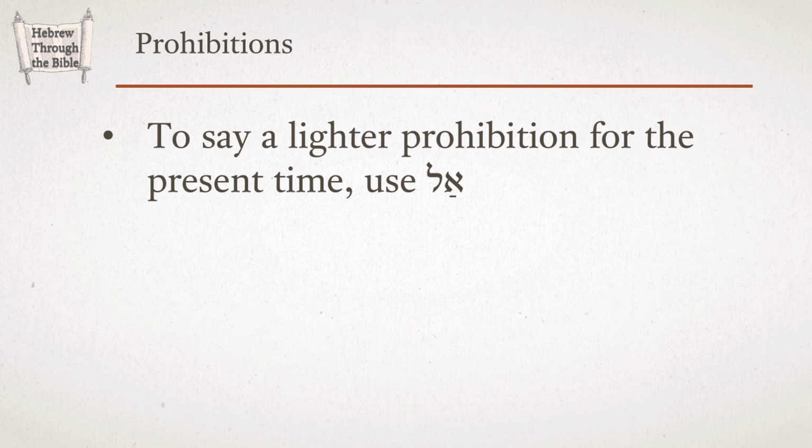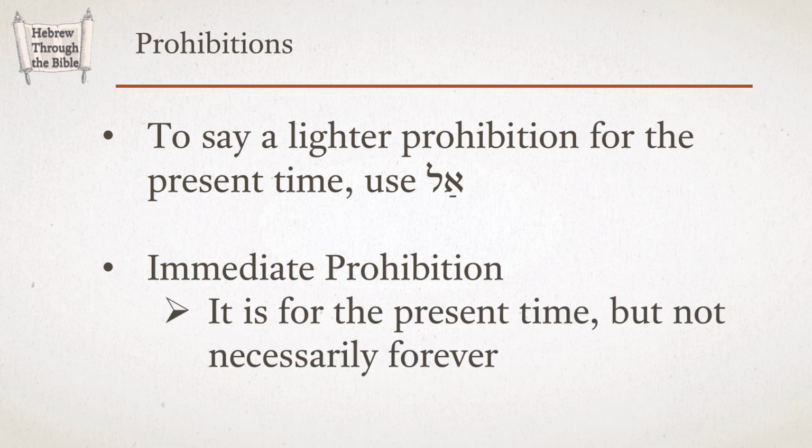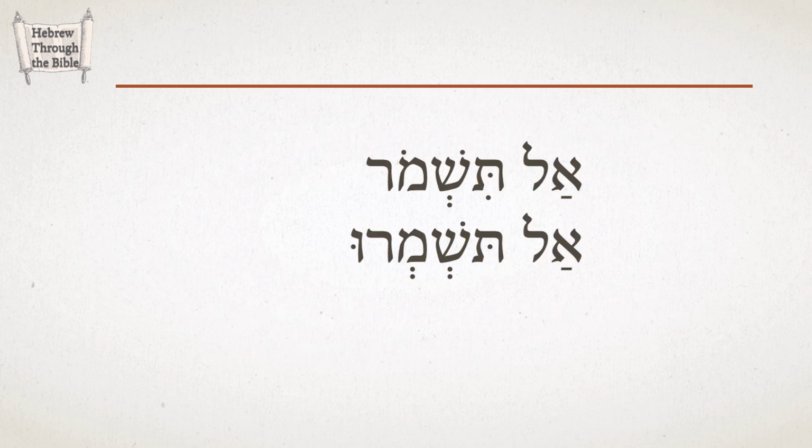If one wants to speak a lighter prohibition, a prohibition, for example, that is only for the present time, one uses a different negative. The negative is al. This construction is sometimes called the immediate prohibition, which means it is for the present time, but not necessarily forever. To say don't keep now to one man, you say al tishmor. To say don't keep now to a group of men, one says al tishmeru. So one has to watch the negative closely.